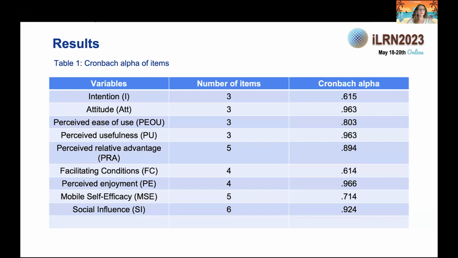Table 1 presents the results of Cronbach's alpha for each of the 9 variables of the questionnaire. Most variables have values above 0.70, which is considered satisfactory, except for intention and facilitating conditions.